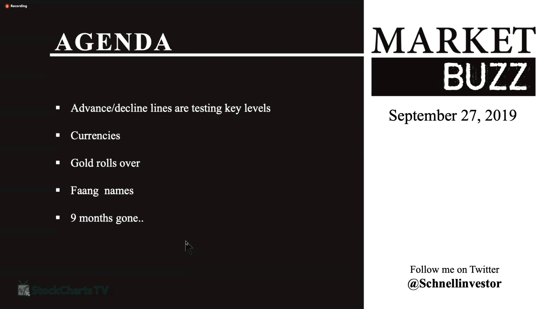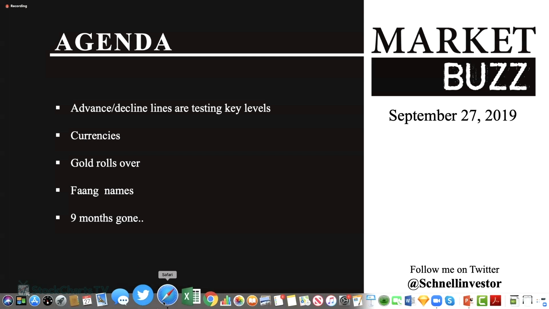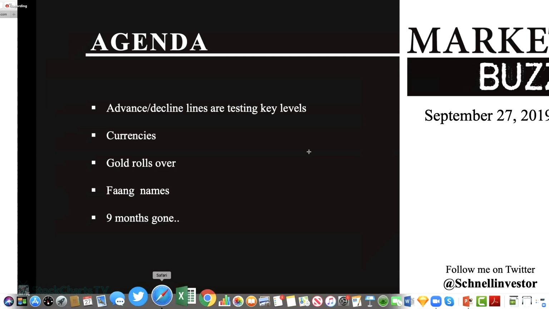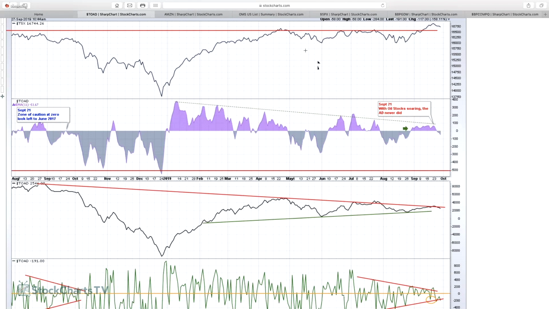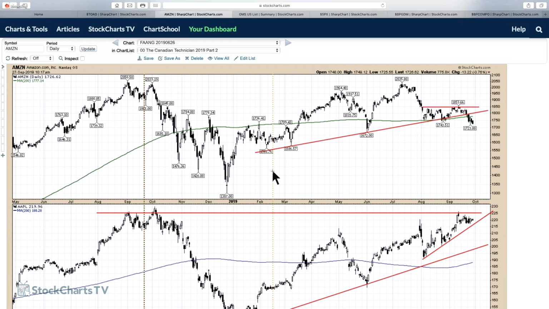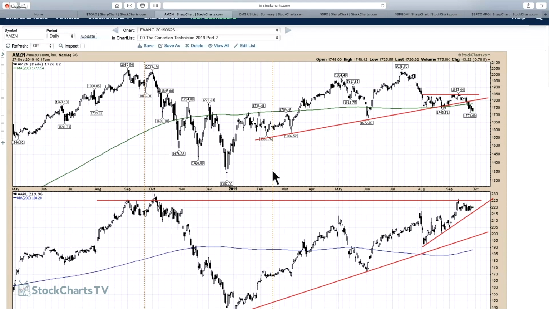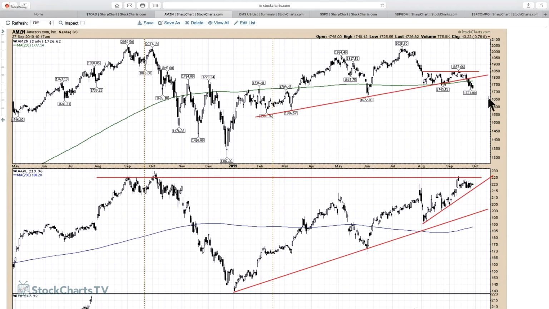We're going to jump in and talk about the currencies now, and briefly about gold rolling over, and then the FAANG names. Actually, maybe I'll do the FAANG names first, and that's just because it kind of relates to, we're just not getting the lift from the advance decline line we want, and that's probably because the heavy money here isn't really soaring. So here is Amazon, and we can see it's starting to break lower here.